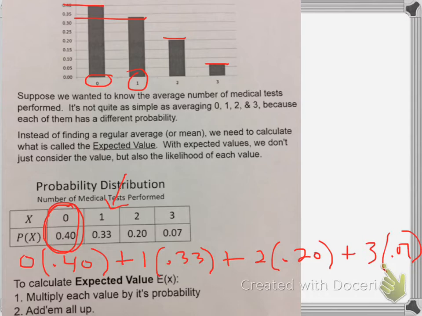So when you do this, you'd have 0 times 0.40, which is 0. And then you'd have 1 times 0.33, which is 0.33. 2 times 0.20, which is 0.4. And then 3 times 0.07, which should be 0.21. When you add those all together, this should be your expected value.